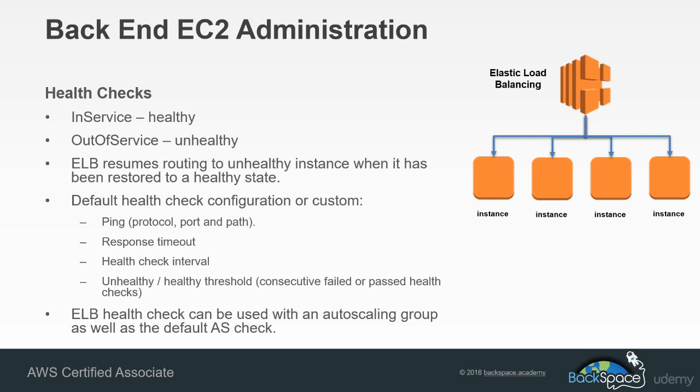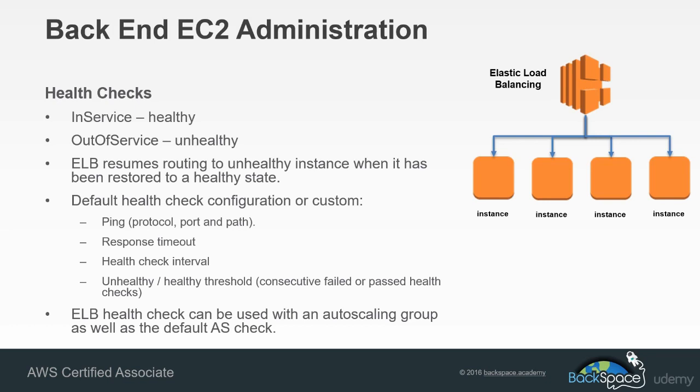Now the default health check configuration is available, so when you first set it, that will already be done for you, or you can create a custom one. What is available for you to change will be the ping, be it the protocol, port and path for that; the response timeout, so the time period from which it doesn't get a response and it goes out of service; the health check interval, so the interval between health checks; and the unhealthy to healthy threshold. So that means the consecutive failed or passed health checks.